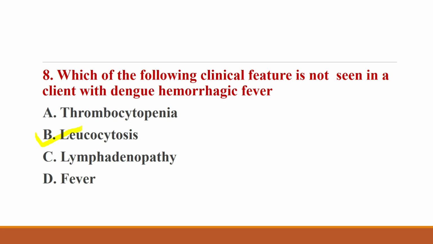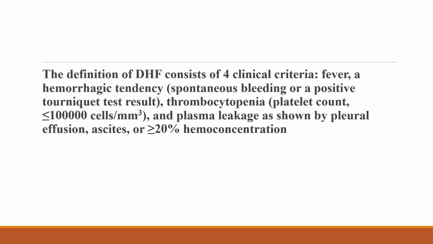Thrombocytopenia, lymphadenopathy, and fever can be seen in dengue hemorrhagic fever. The definition of dengue hemorrhagic fever consists of 4 clinical criteria: fever, a hemorrhagic tendency, thrombocytopenia and plasma leakage. In hemorrhagic tendency, there will be spontaneous bleeding and a positive tourniquet test result. In thrombocytopenia, the platelet count will be less than 1 lakh cells per cubic millimeter. Plasma leakage is shown by pleural effusion, ascites or more than 20% hemoconcentration.